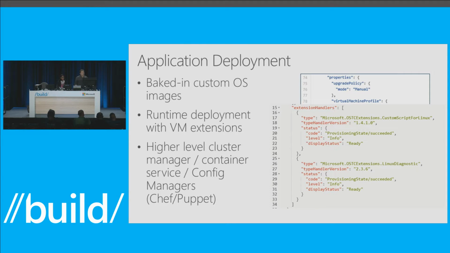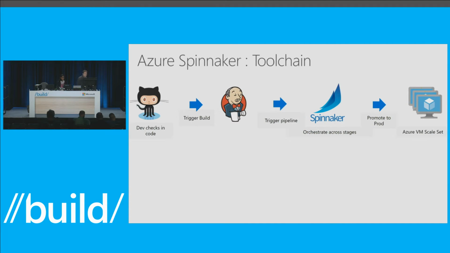And then, of course, there's the higher level cluster manager. So your application deployment can be done this way as well. So there's quite a lot of choices in that sense. And the next thing I'll talk about is going from just this level to, if you're going to work with the baked-in image model, the immutable model, you need a lot of support. You need some kind of deployment pipeline to do this safely. So I'll talk about another open source project, which is Azure Spinnaker.